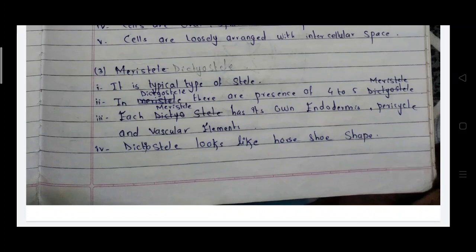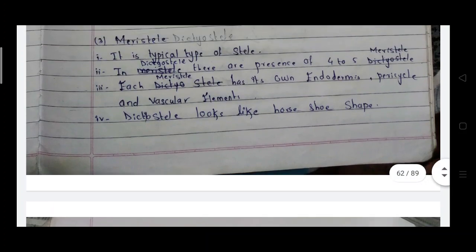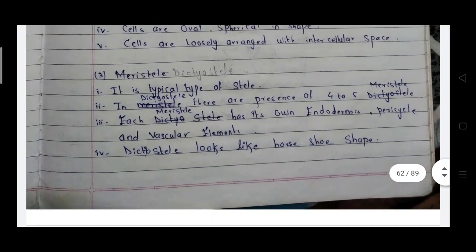These dictyosteles look like a horseshoe shape. So, its identifying features: in the figure we have to draw only one meristele. So this dictyostele is a typical type of stele, and it is made by 4 to 5 meristeles. Each meristele has its own endodermis, pericycle and vascular elements.